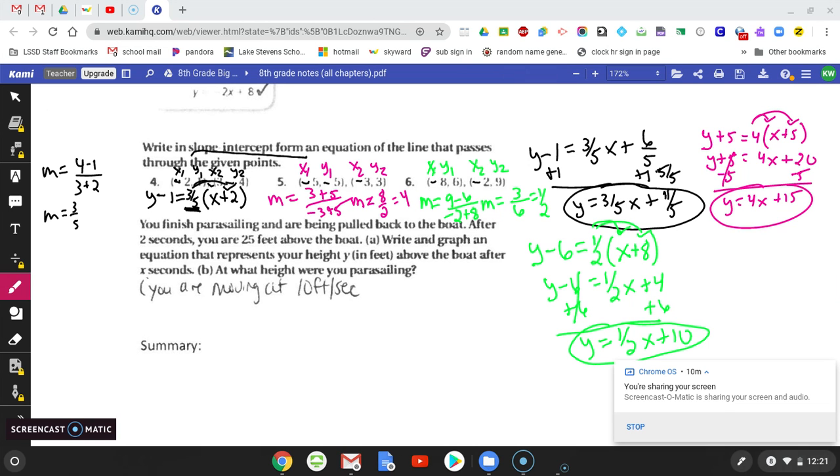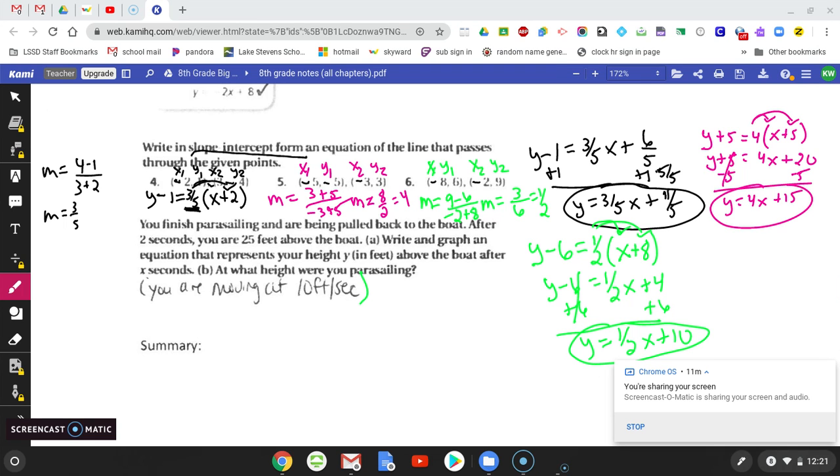You finished parasailing and are being pulled back to the boat. After 2 seconds, you are 25 feet above the boat. Write and graph an equation that represents your height, y, above the boat after x seconds. And it does tell you you're moving at 10 feet per second.